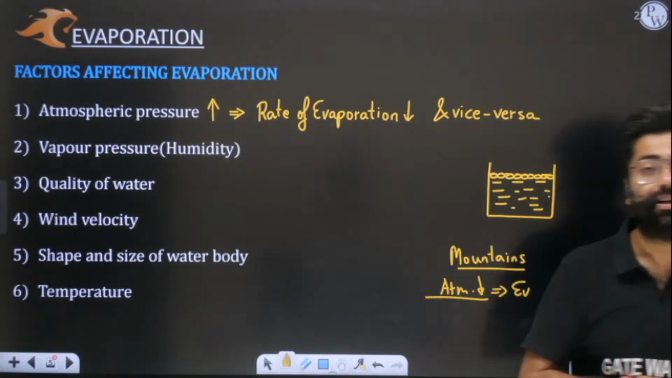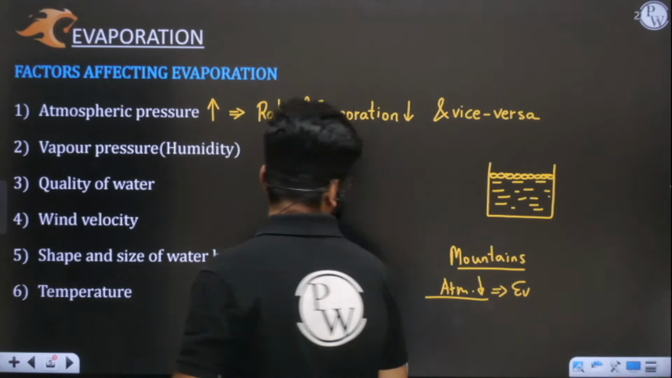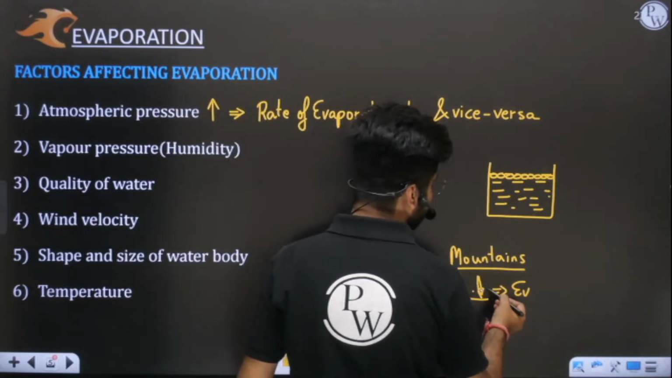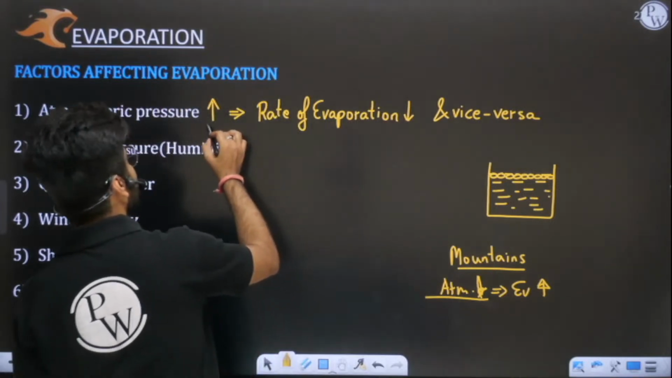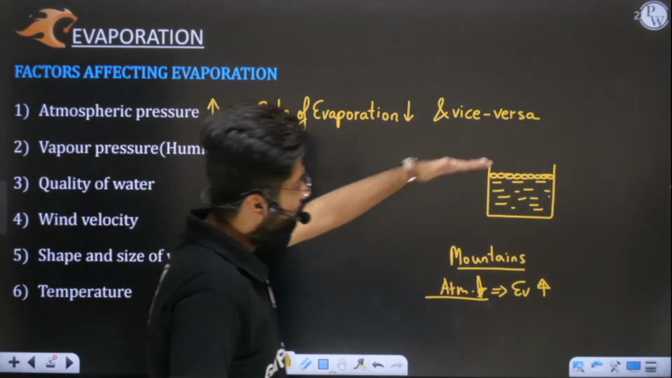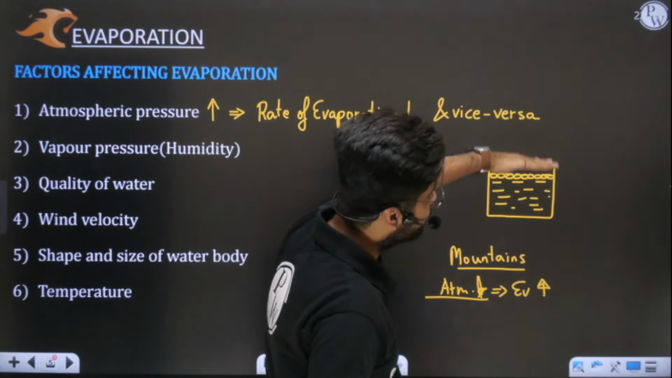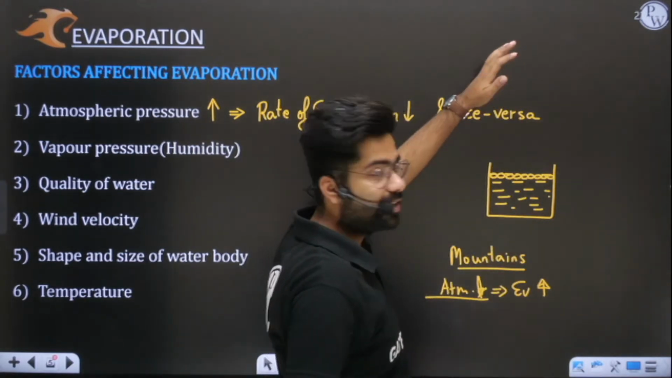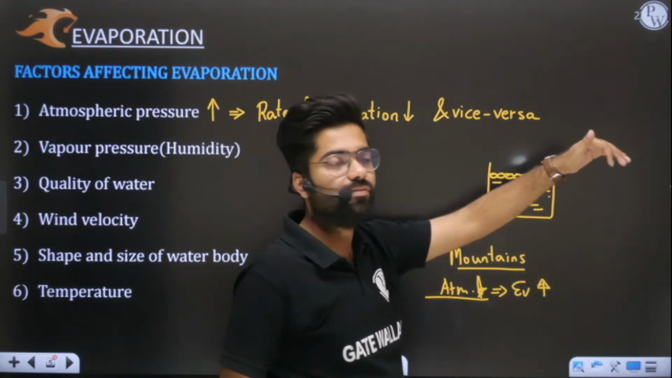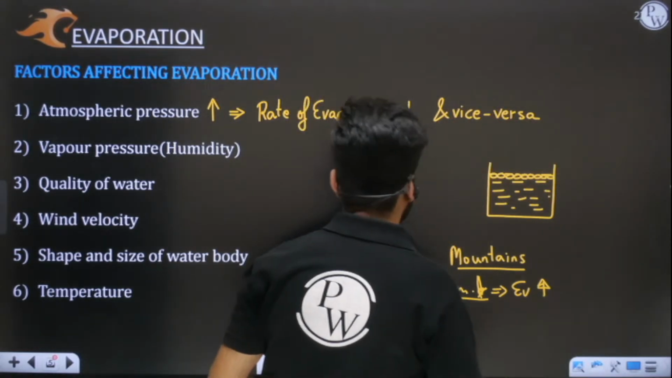Yes, it will decrease. Perfect. No, it will increase. When atmospheric pressure decreases, evaporation will increase. So vice versa is the case. When atmospheric pressure is more, more is the weight of air, and less is the evaporation. Less is the weight of air, higher is the evaporation. So reverse is the case.